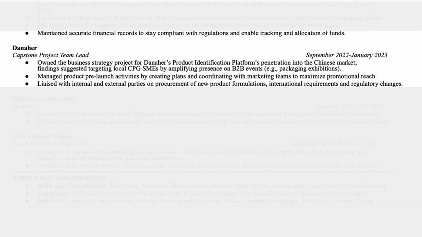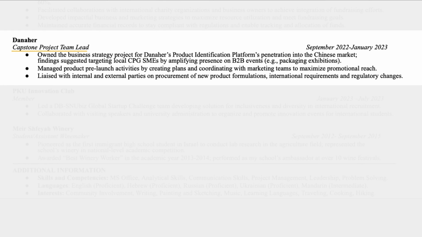Let's move on to the next entry. Capstone Project Team Lead for Danaher. That sounds like a professional experience. I wonder why it is here because I would put it on work experience. Considering that this is a strategy project, it aligns a lot more with consulting values. And so, if we put this at the start of work experience, it would make a much better first impression.